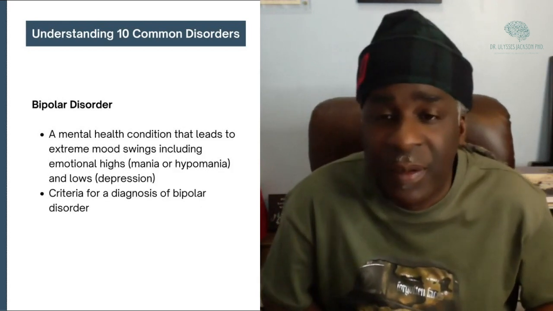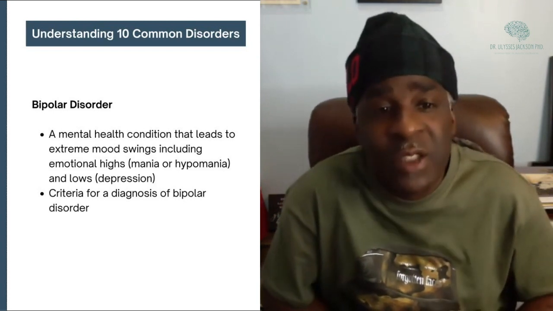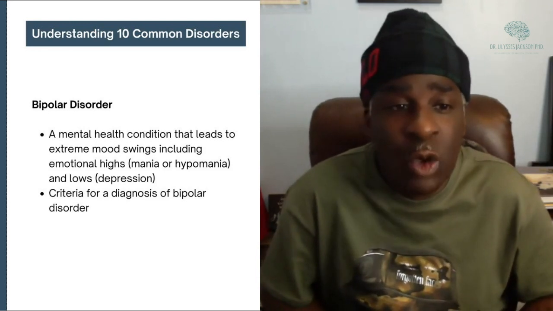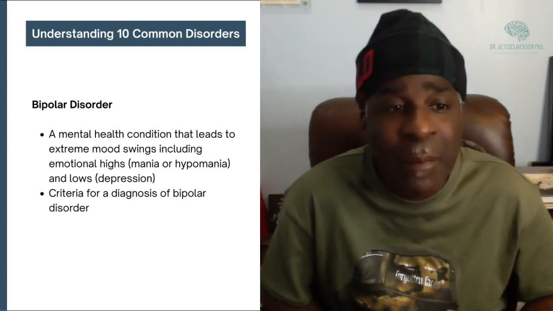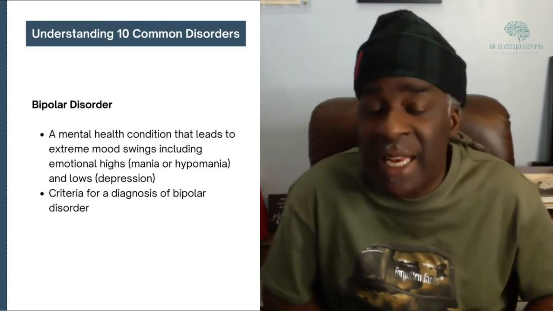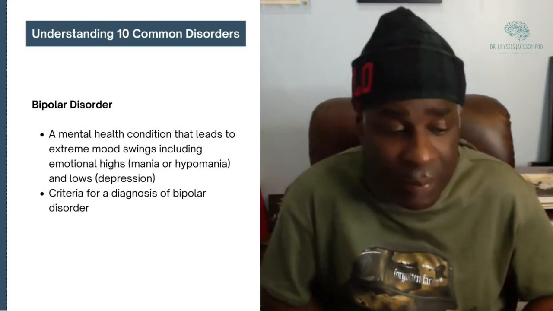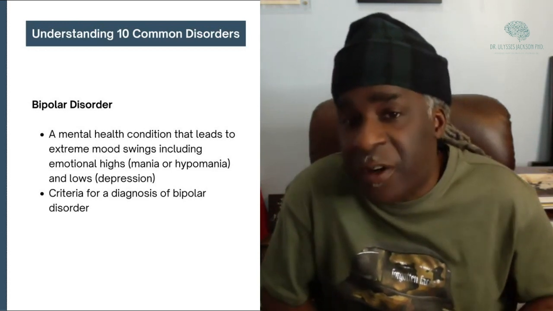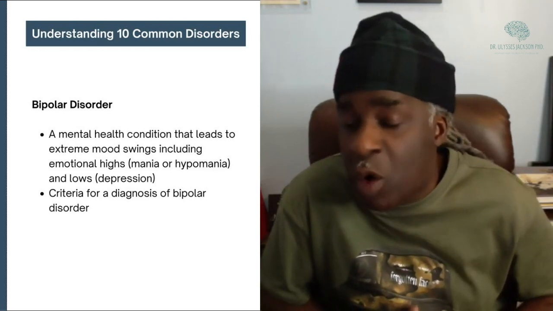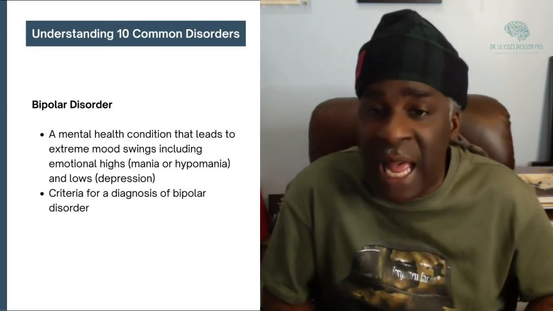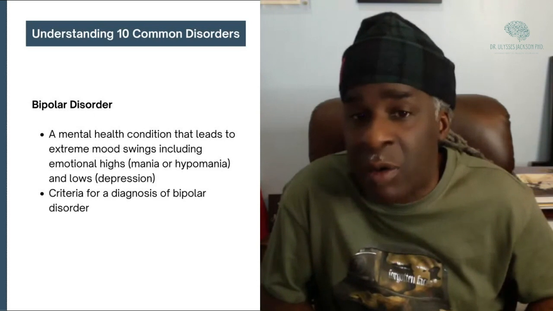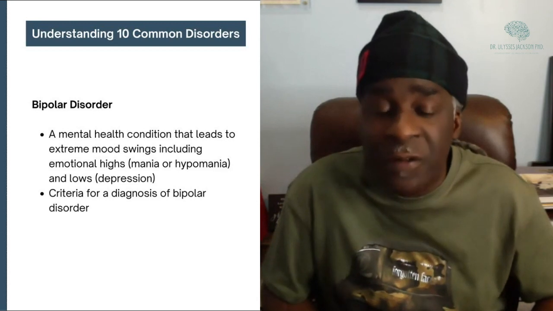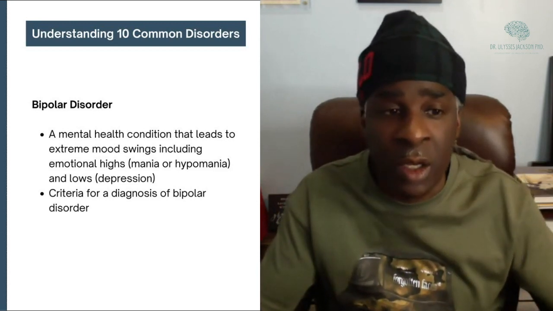Bipolar. And we kind of touched on bipolar. It's a mental health condition that leads to extreme mood swings, including emotional highs, mania, hypomania, and lows. So you might see somebody bouncing up and down off the wall. And you have to understand that bipolar 1 is different than bipolar 2. Bipolar 1 is more severe, and the person may be hospitalized to stop them from injuring themselves or others. There are certain criteria that has to be evaluated to find out if you even have bipolar 1 or bipolar 2.